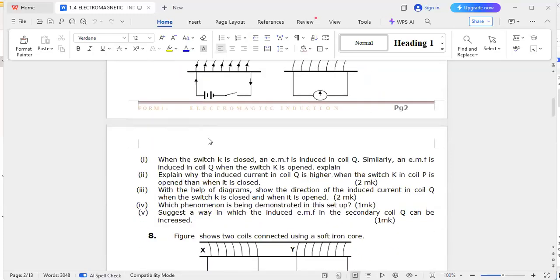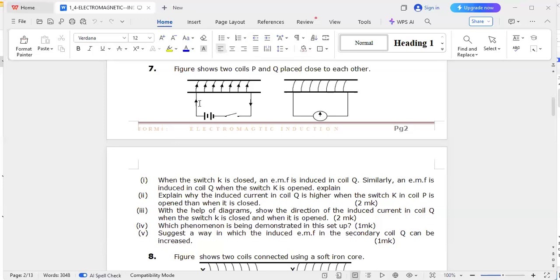Number 7, we have mutual induction, two coils. This is a primary, this is coil P, this is secondary, coil Q. When the switch K is closed, an EMF is induced in coil Q, this one. Similarly, an EMF is induced in coil Q when the switch K is opened. Explain. So as I said on Wednesday, in your explanation, you must state the rate of change of magnetic flux linkage linking the primary and secondary.